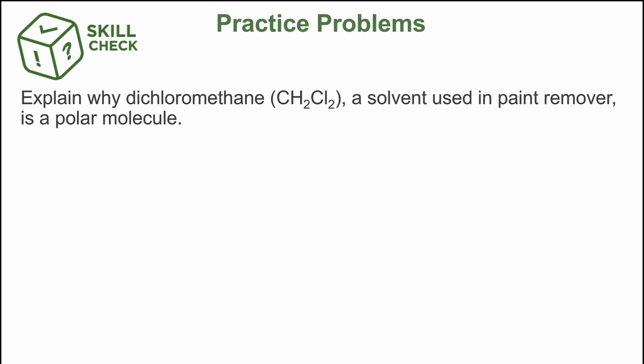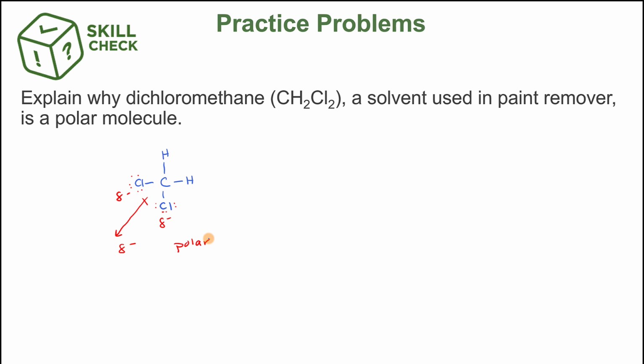So in this problem, we're looking at dichloromethane, which is CH2Cl2. And we need to explain why this is a polar molecule. So this is used in paint remover. If I draw out CH and a Cl, I know that chlorines are electronegative. If you want to draw in all those lone pairs, you can, just to show that. So the net dipole is in this direction, so that's why this is polar.